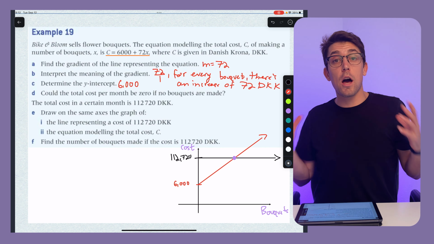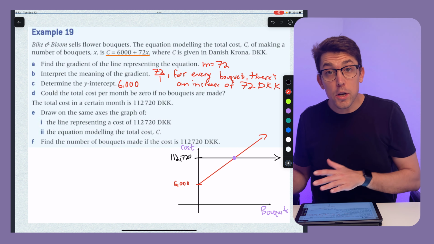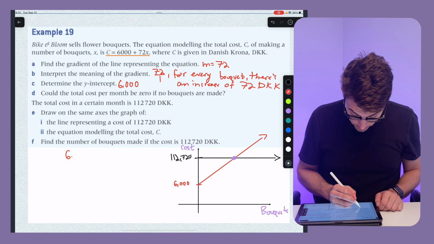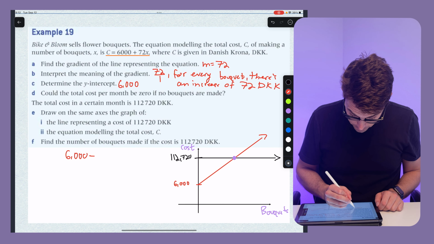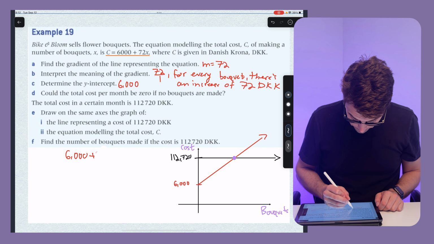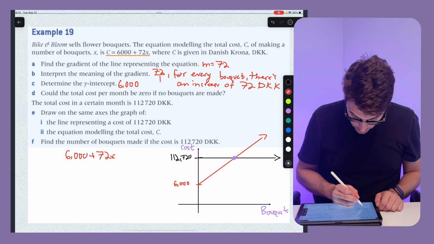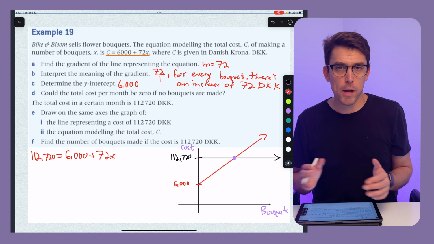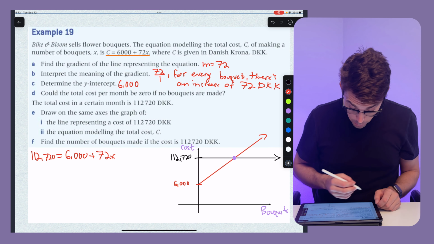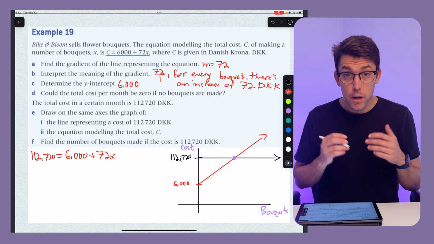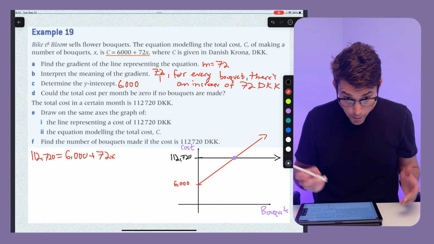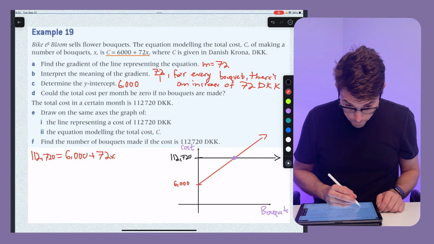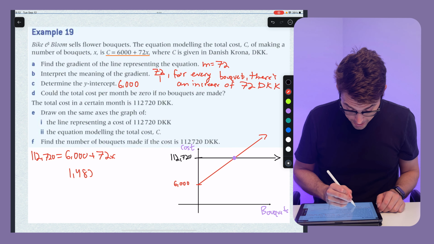Well, again, you can use the calculator method that we already covered, or we can do it by hand. Because I know that my cost function is 6,000 plus 72x. And I want to know when that is equal to this cost I'm looking for, 112,720. Maybe that's like the maximum they have in their budget. They want to make sure that they're not going over that. So if I simplified this down, you can do it by hand, but we would end up with a rounded number of 1,482 bouquets for x.